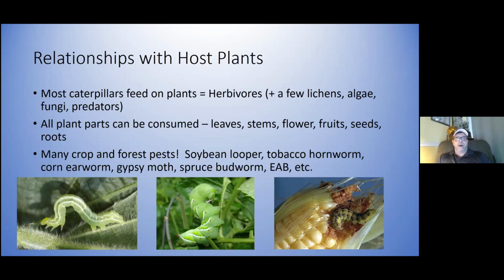And of course, many farmers and gardeners know a lot about caterpillars because they're crop and forest pests. They're major pests, and they do a lot of damage and decrease yields of crops. So things like the soybean looper, which is depicted here, the tobacco hornworm, which is the bane of your existence if you're growing tomatoes. Here's a corn earworm, gypsy moths, spruce budworms in forests. You've probably all heard about emerald ash borers. That's actually a beetle, so there are beetles that do this as well. But lots and lots of Lepidoptera feed upon crops and trees.